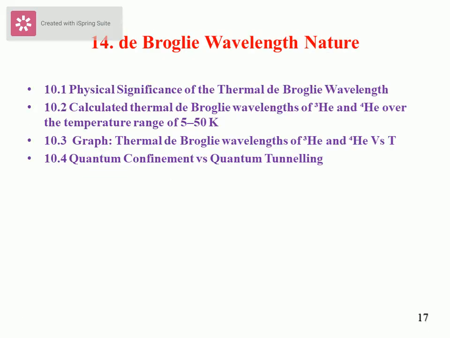Now let's look at the quantum nature of helium. These slides cover the de Broglie wavelength. We explain its physical meaning. Then we show the calculated wavelength for both isotopes from 5 to 50 Kelvin. We also show the graph comparing them. Finally, we discuss the difference between quantum confinement and quantum tunneling.